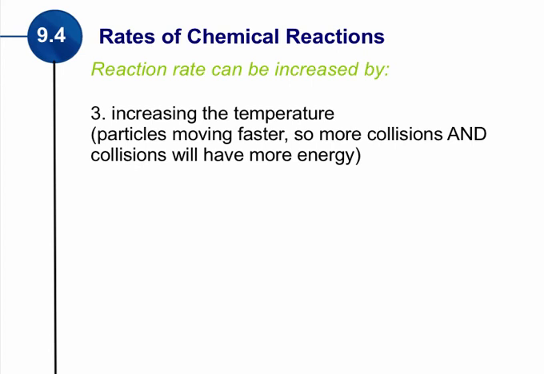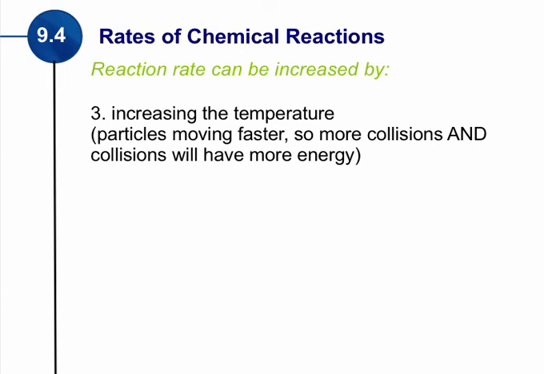Well, that's 2. There's a couple more. Probably familiar with this one. Increase the heat. Turn up the temperature. If we increase the temperature, the particles start moving faster. And if we have 2 things moving faster, the collisions will have more energy, and we'll have more collisions, and we can increase the reaction rate.